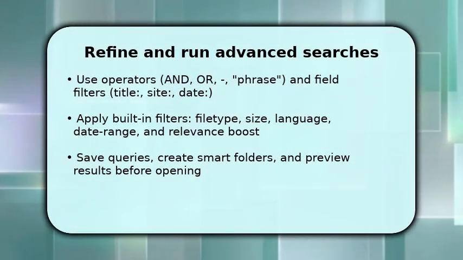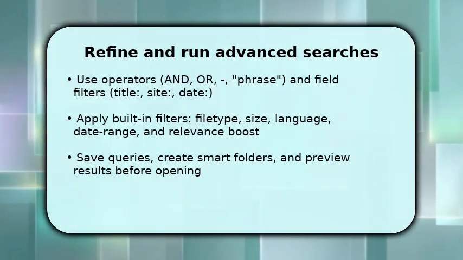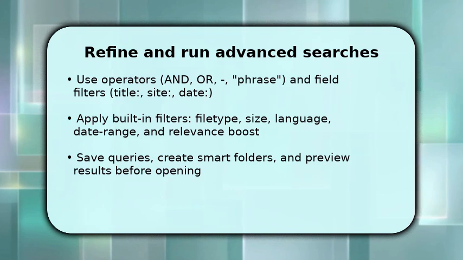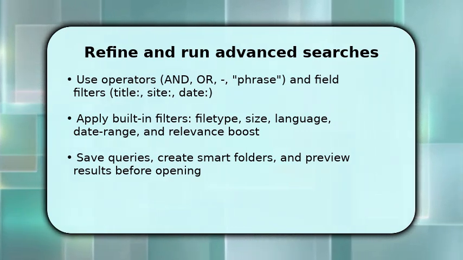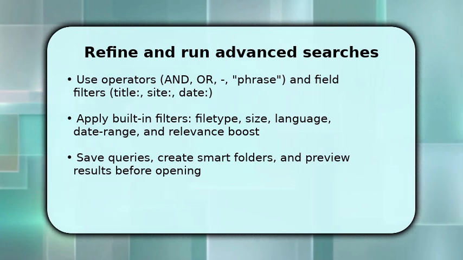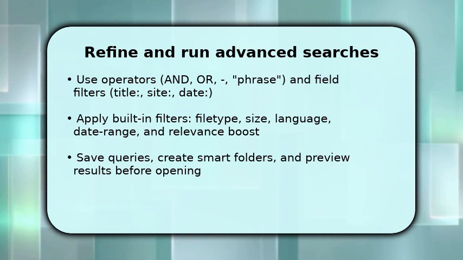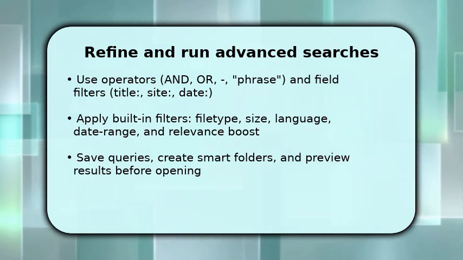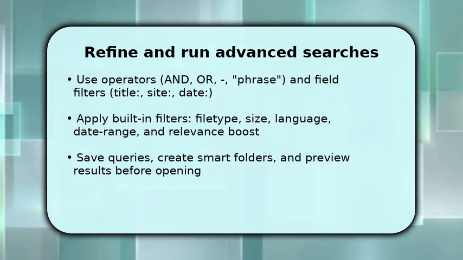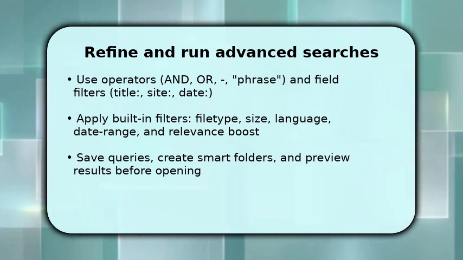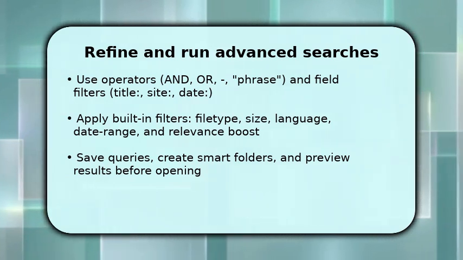Now you refine searches to find precise items. Type operators like and, or, minus, and quoted phrases to narrow results. Once you have a base query, apply field filters such as title, site, file type, or date range to cut noise. You can boost relevance with popularity or recency filters and preview results to confirm accuracy before opening files.